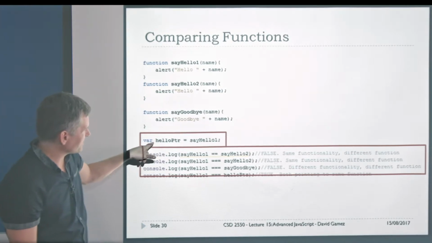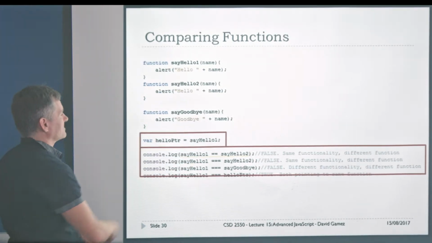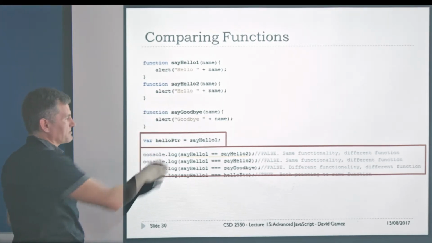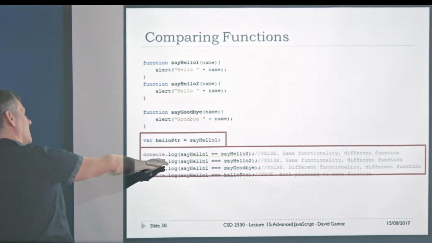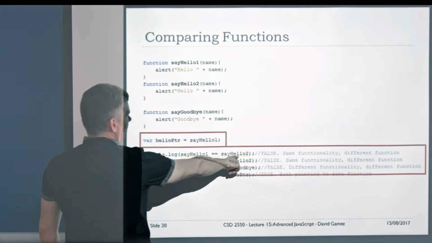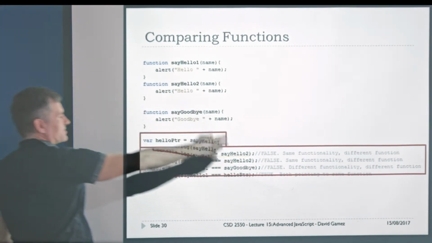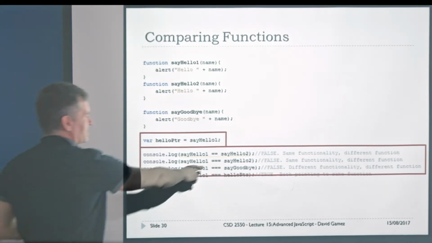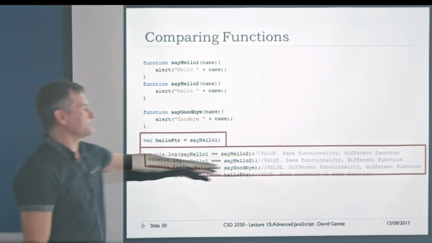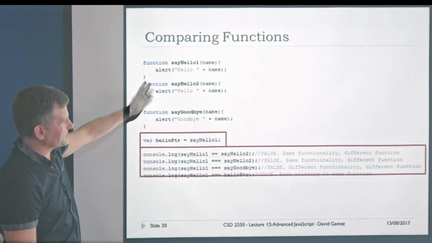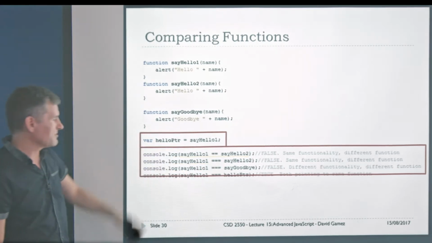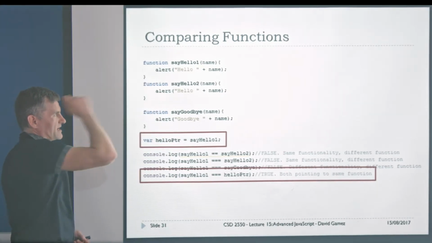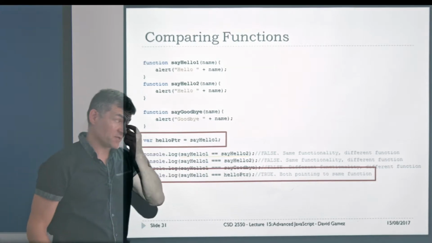I've also got a hello pointer, which is pointing to say hello 1. So hello pointer is an identical function, like they're both pointing to the same data structure in memory, if you like. So in this case, we're comparing say hello 1 and say hello 2. Well, they're different functions, so that's always going to return false, because this comparison operator only returns true when it's exactly the same function. So obviously say hello 1 and say goodbye have different functionality and are different functions, so that's going to return false. But if we compare say hello 1 to the hello pointer, since they're both pointing to the same function, in this case say hello 1, then it's going to return true. They're both pointing to the same function.